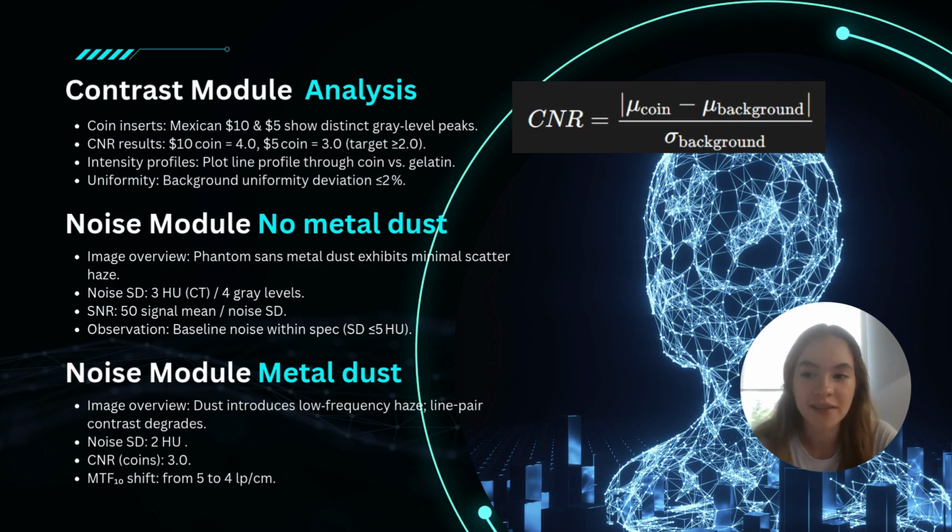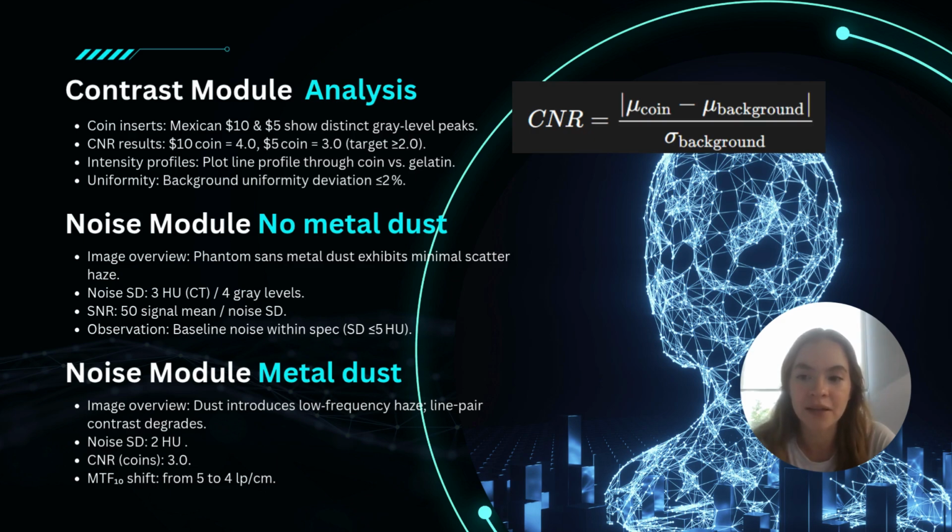With no dust, the phantom shows minimal scatter haze. We measured a noise SD of just 3 Hounsfield units on CT, or 4 gray levels on DR, giving an SNR of approximately 50. These values lie within our acceptable limit of less than or equal to 5 Hounsfield, confirming low baseline noise.